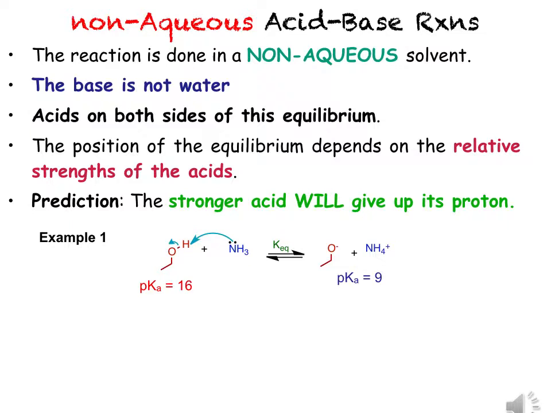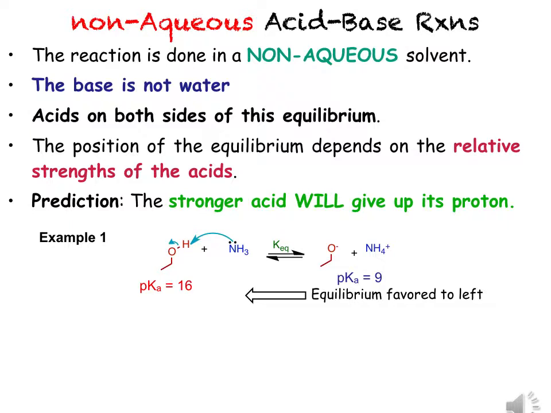Which is the stronger acid? Well, the stronger acid has the lower pKa, so that's ammonium. The stronger acid is going to give up its proton. That's the prediction that you make. So that ammonium is going to push the reaction to the left, and the left side of the reaction is what's going to be favored because the ammonium is a stronger acid. In other words, we use the pKa's to say which side is going to be favored.